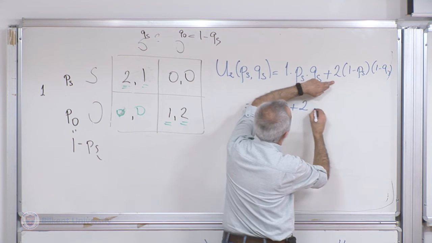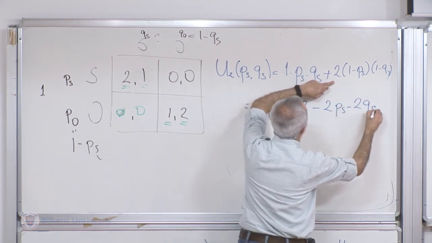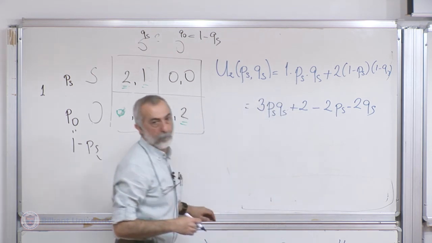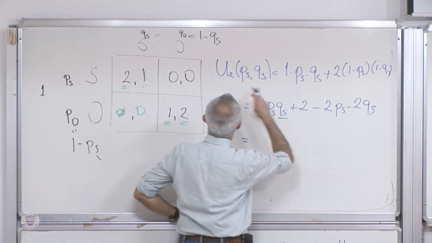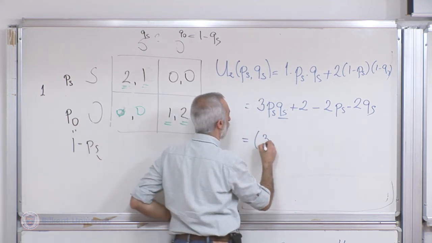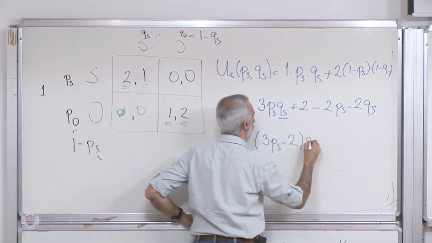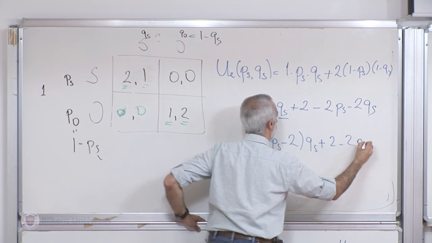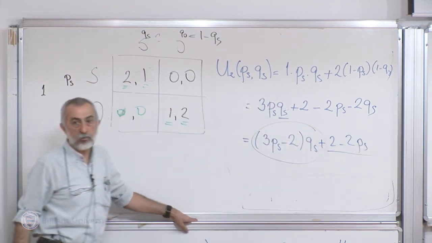Plus 2 minus 2 PS minus 2 QS, right? So if I factor out, this time I'm going to take QS as variable, so I'm going to factor out QS. That's going to be 3 PS minus 2 minus 2 PS. I don't care about this part much. That's the part that considers me.